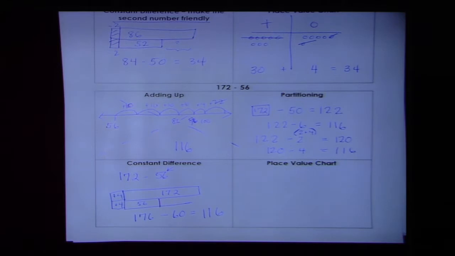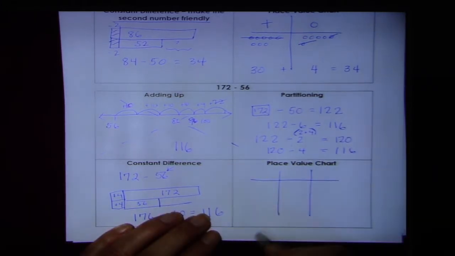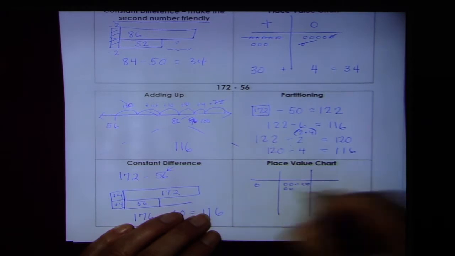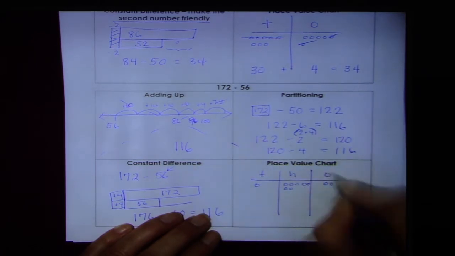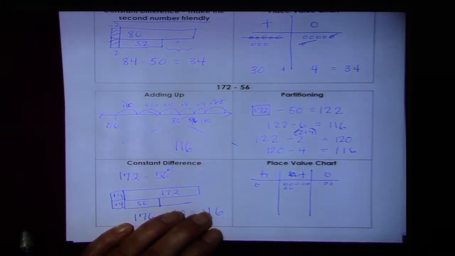But for a lot of kids, this last one is where they're going to go, this is not particularly a very pretty problem. It's verging on ugly. And the place value chart will always work. 172, except those are hundreds and those are tens. I need to take away 56. Can I take away 6 right now?